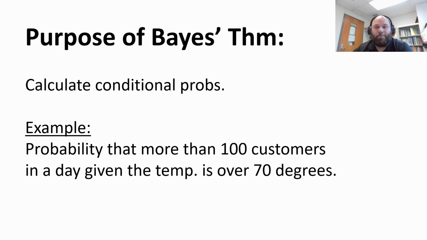You might want to know the probability that on a given day you'll have more than 100 customers if you know that the temperature is over 70 degrees. So the random variable that we're looking at is the number of customers we have, and we're conditioning it on the outside temperature.